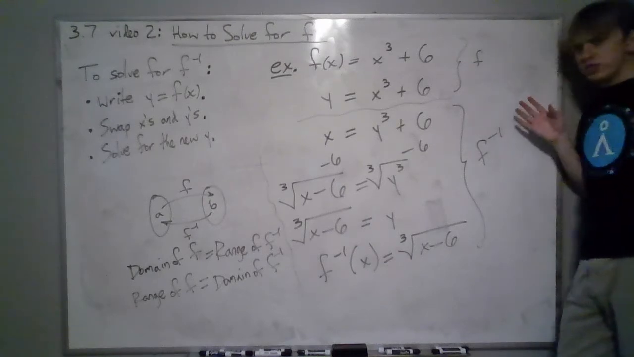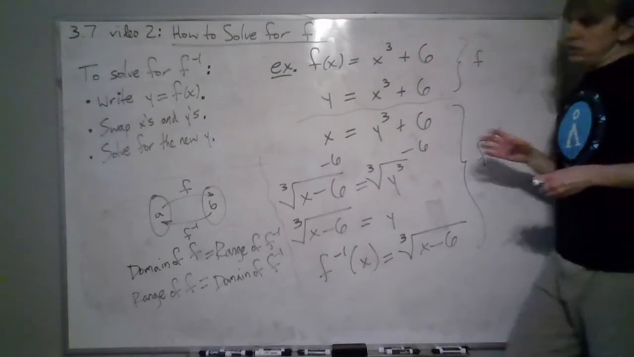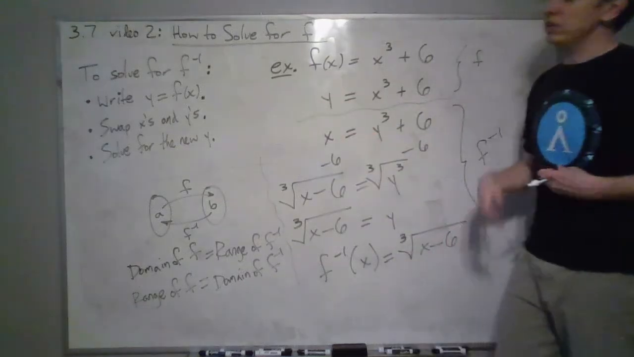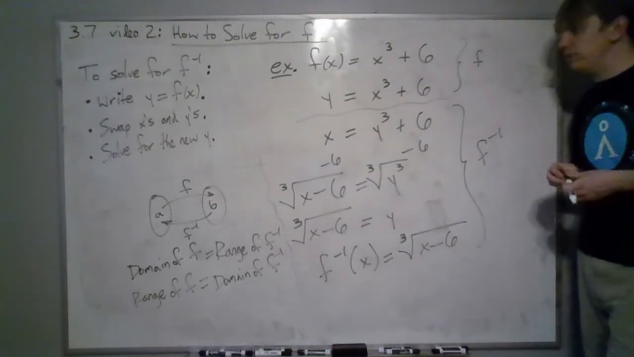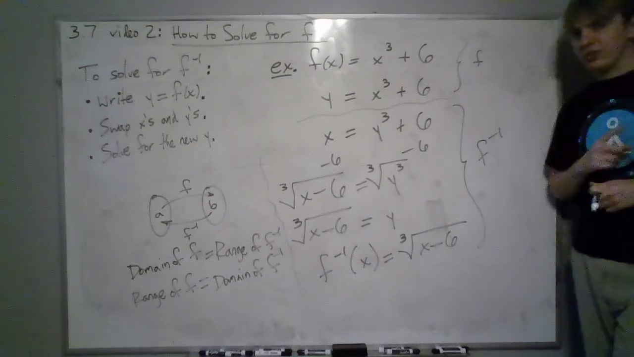Okay, that was a bunch of theory that maybe we didn't need to talk about, but the idea is as simple as these 3 steps. We basically want to swap our inputs and our outputs and solve for the new output, and that'll give us the inverse function. Okay, let's try another example.